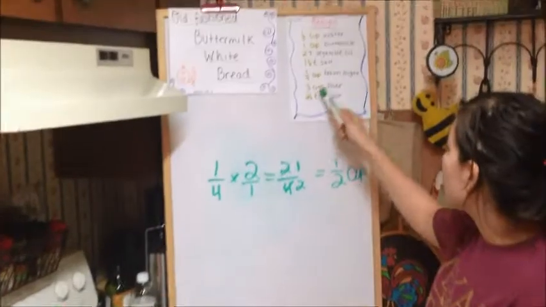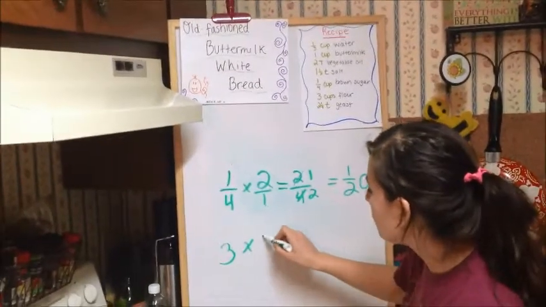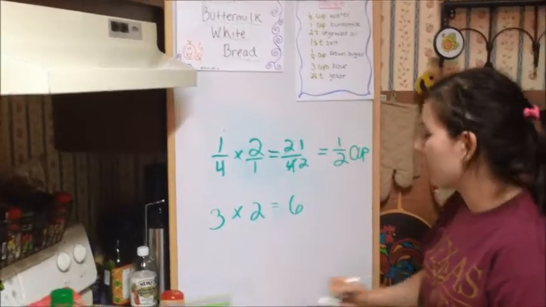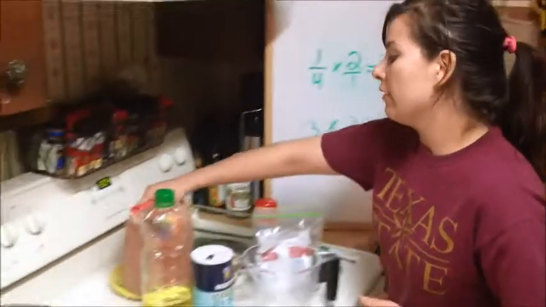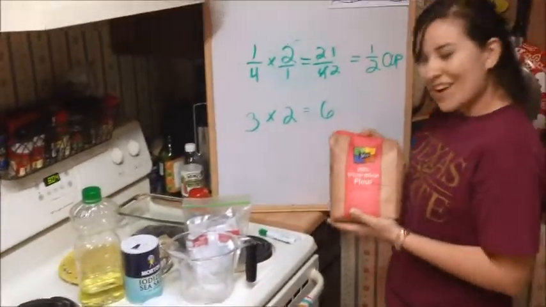Okay, now we're going to go ahead and do the 3 cups of flour, but we don't really need to do too much multiplication with this because we know that 3 times 2 equals 6. So I'm going to go ahead and put 6 cups of flour in there. And I have whole wheat organic flour, so it's going to be very healthy.